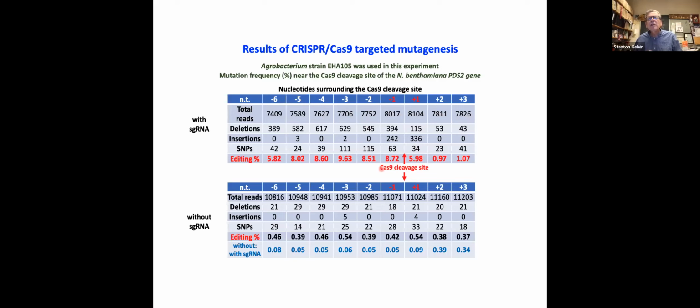Remember, there is absolutely no selection for the presence of T-DNA. So this is very, very good with no selection. The control was we used a strain similar to this, but it had no guide RNA, and we got essentially no mutations. So that's our negative control.